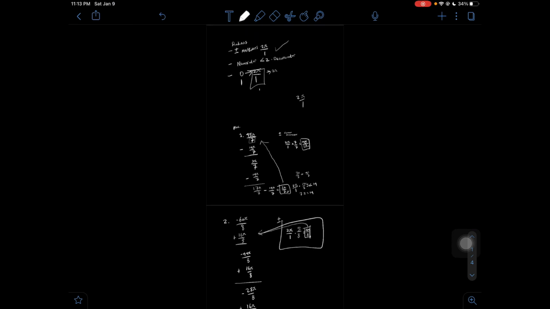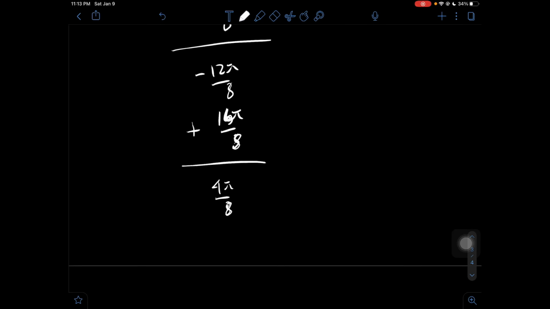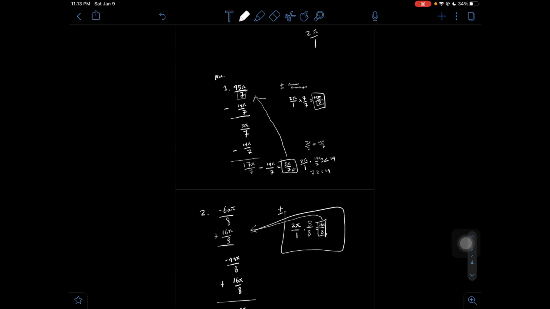Next, we have to have a numerator which is less than 2 times our denominator. So our denominator is 8. 8 times 2 equals 16. 4 is less than 16. Great, we just satisfied the second rule.